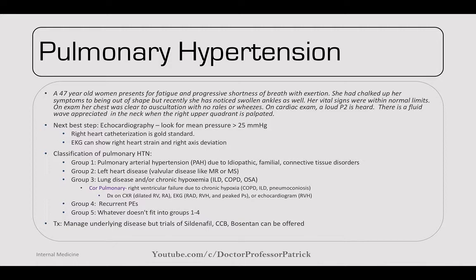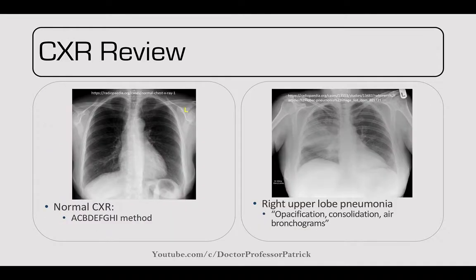And then we can diagnose that on chest x-ray with a dilated right ventricle and right atrium. On EKG, you would see right axis deviation, right ventricular hypertrophy, and peaked P waves. On echocardiogram, you can see right ventricular hypertrophy. And then group 4 is due to recurrent PEs, which can form pulmonary hypertension. And group 5 is whatever doesn't fit into groups 1 through 4. So you want to treat the underlying disease. You can try trials of sildenafil, calcium channel blockers, or bosentan can be offered.